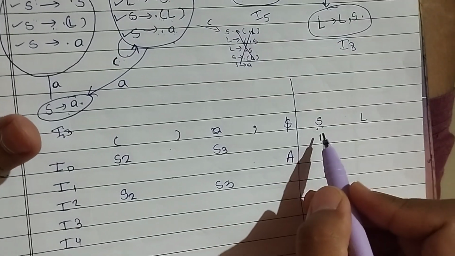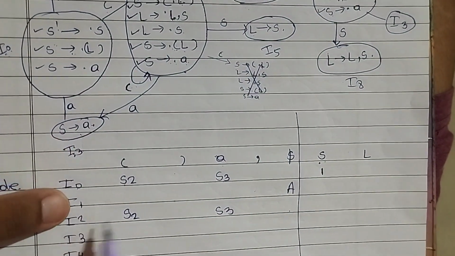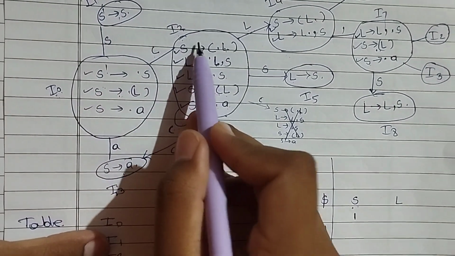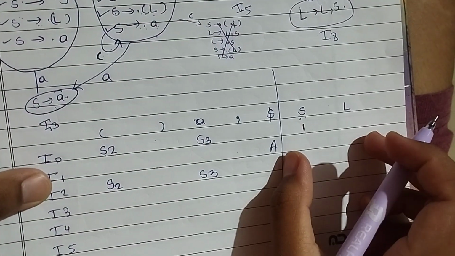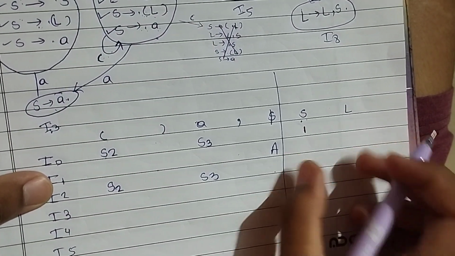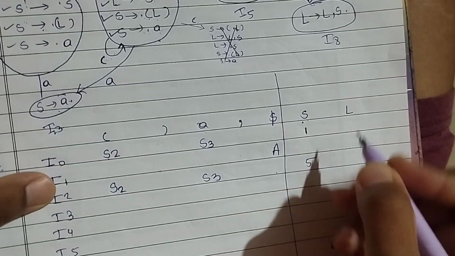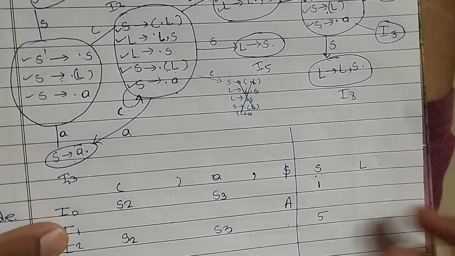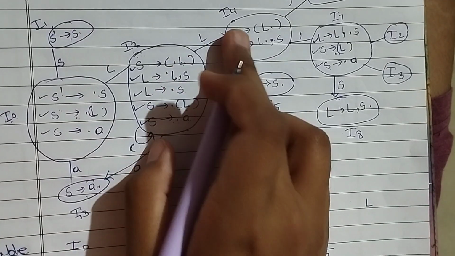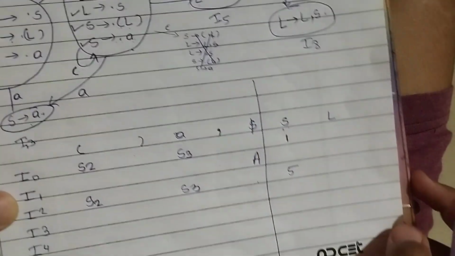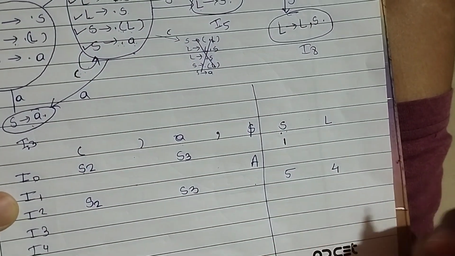And now S is the non-terminal, so I2 and S. From I2, S goes to I5. Since this is a non-terminal, we only write the number, so for S we write 5. Now I2 and L. From I2, L goes to the I4 state, so we write 4.